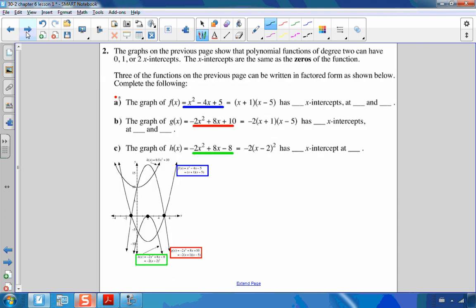Okay, so looking at these graphs here, we want to look at some of the things that you can determine from the equation. In these examples, a quadratic can have 0, 1, or 2 x-intercepts. No more than 2, because that's the degree.